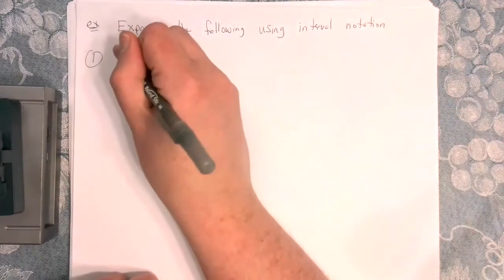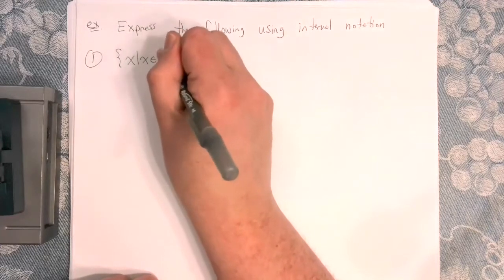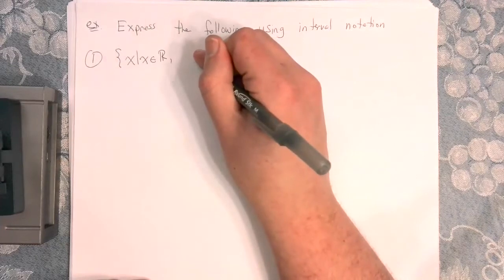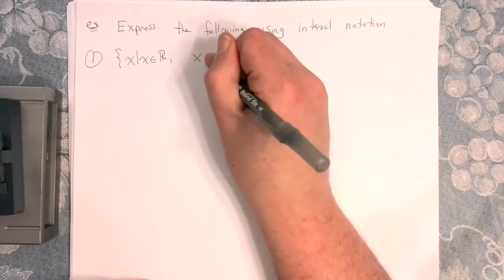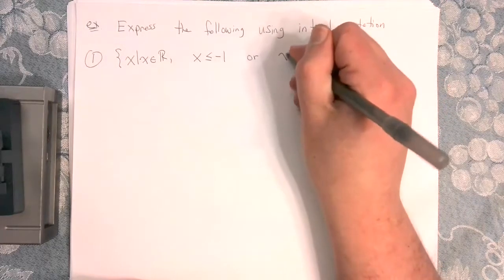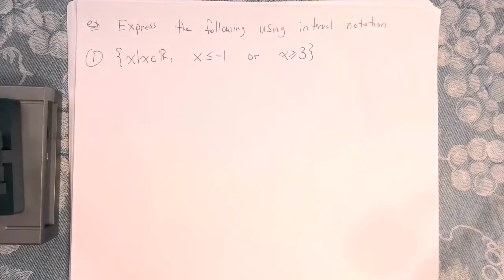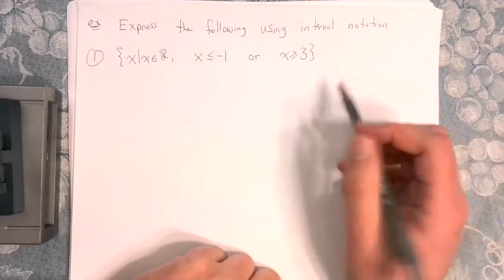And so for the first one, we have the set of all x's such that x is real, and x is less than or equal to -1, or, so there's our twist, x is greater than or equal to 3. Now, if you're unsure, I want you to consider maybe a graph. If you look at that and you're not quite sure how to express that in interval notation, maybe we could get a graph out of this.